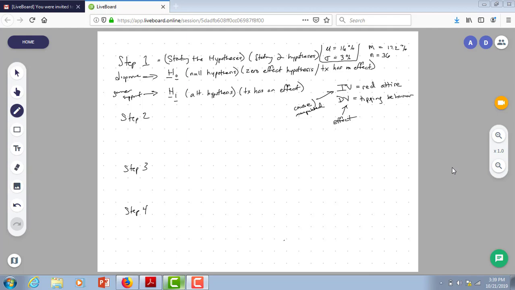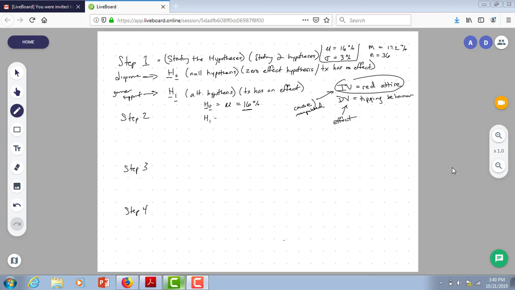Now, how would you actually write out your null hypothesis and your alternative hypothesis? I'm so glad that you asked. The null hypothesis would be written out like this. Population mean would be equal to 16%. We've got a capital H, subscript O, population mean equal to 16%. What this is saying is that even with the manipulation of the red attire, okay, the average tipping behavior is not going to change. It's going to stay at 16%.